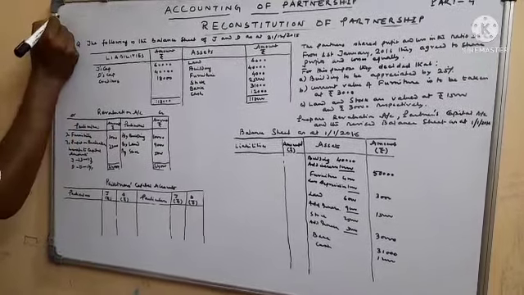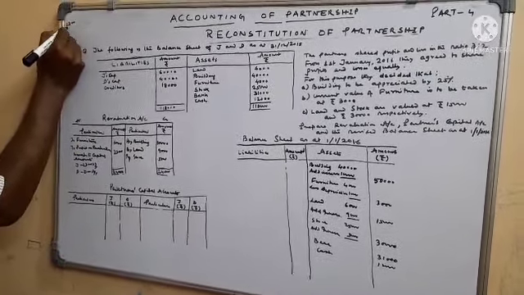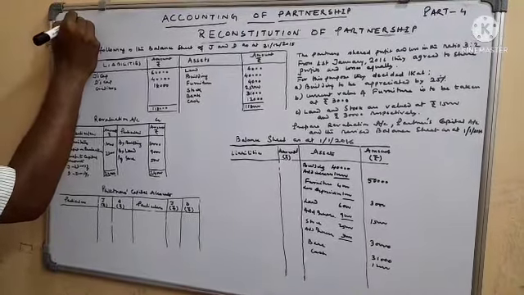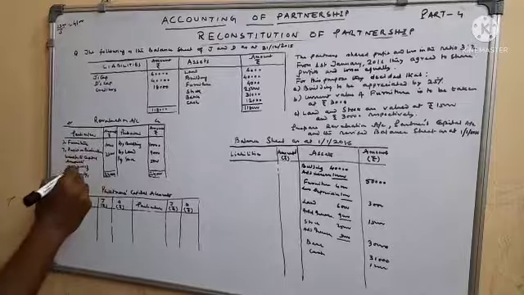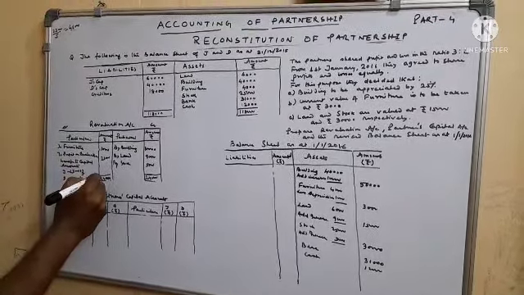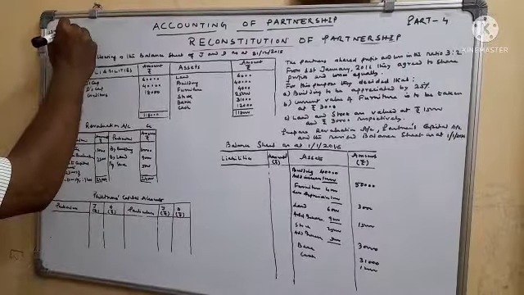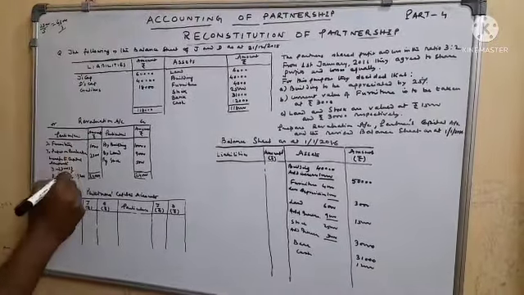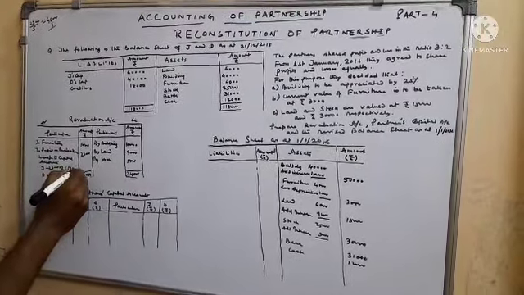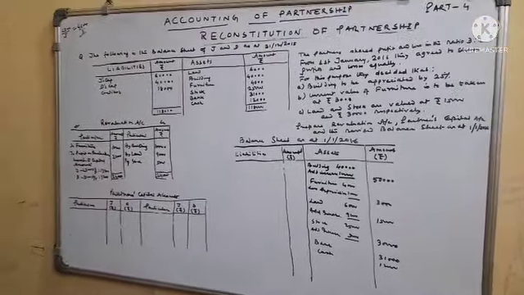So 23 divided by 5 equals 4,600. 4,600 into 2 equals 9,200. 4,600 into 3, 13,800. Now revaluation is over. Now what to prepare?